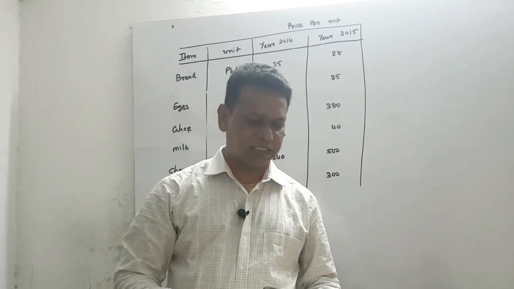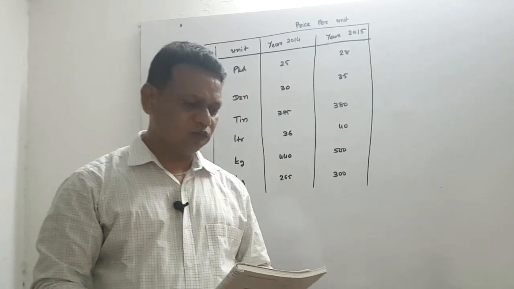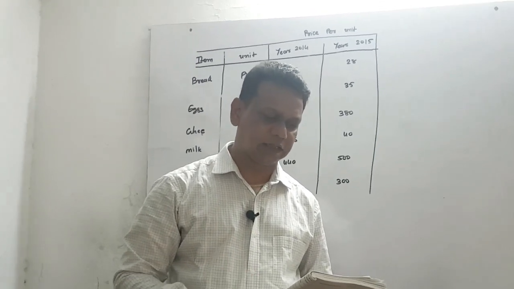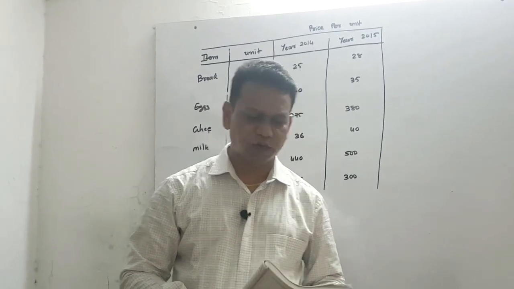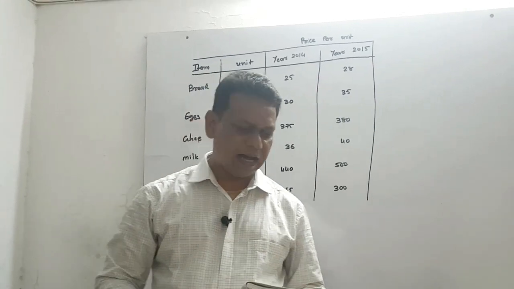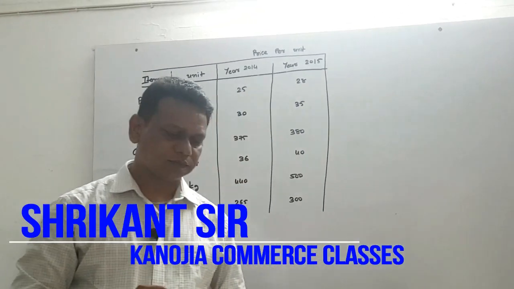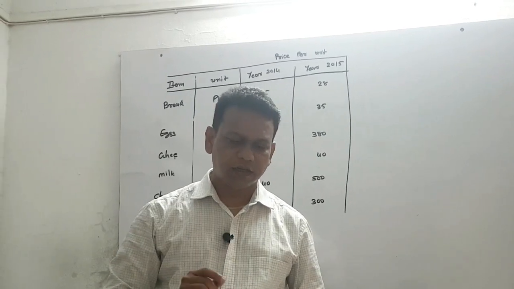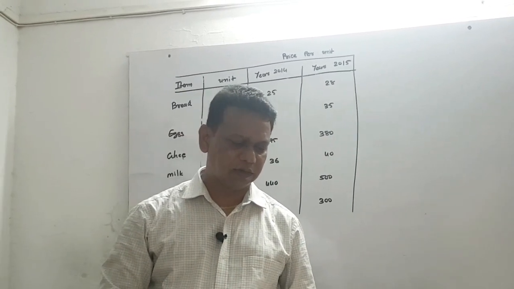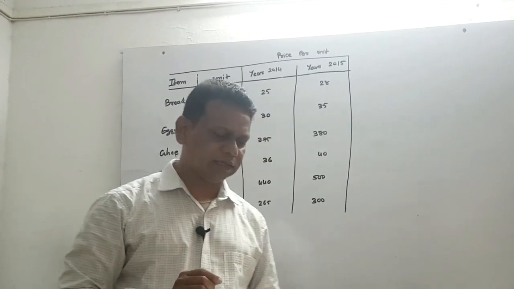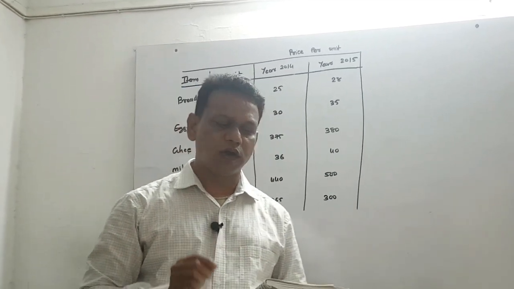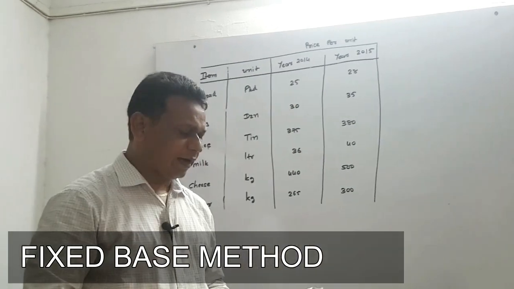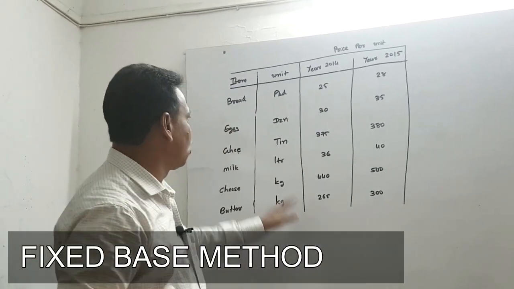in your textbook. Illustration number 2: the prices per unit of 6 food items in the years 2014 and 2015 are given in the following table. Taking 2014 as the base year, compute the general index number for the price of food items and state the overall rise in price of these food items. Dear friends, the question is available on the board.